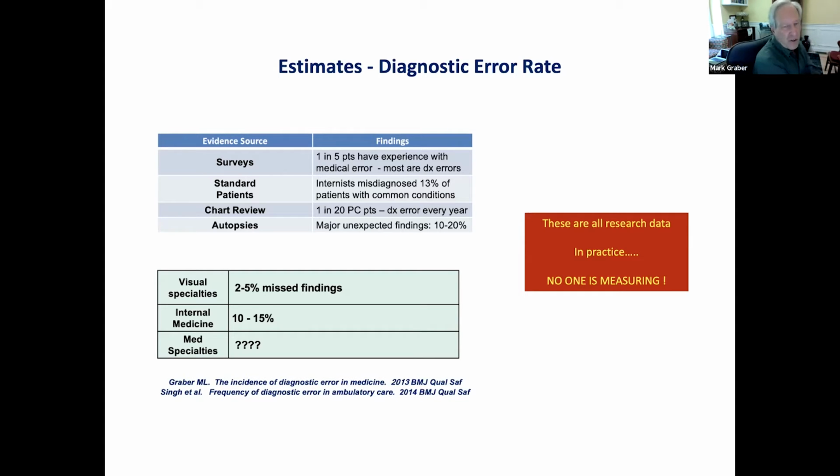Surveys of adults find that 1 in 5 patients have experience with a medical error. Most of these are diagnostic errors. If you survey people over 60 or 70, that number goes up to 1 in 3. Chart reviews done of primary care patients find that 1 in 20 patients seeing their primary care provider will have a diagnostic error every year. So, if you see your primary care person every year for 30 or 40, 50 years, and you've got a 1 in 20 chance every year, you can see how these add up.